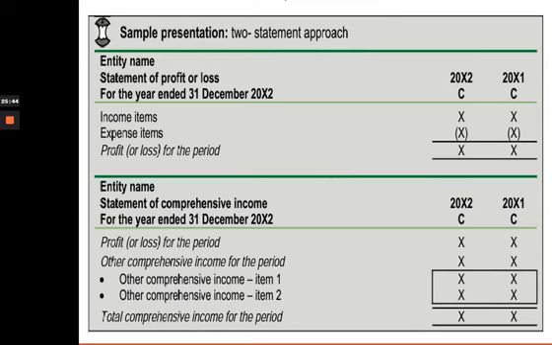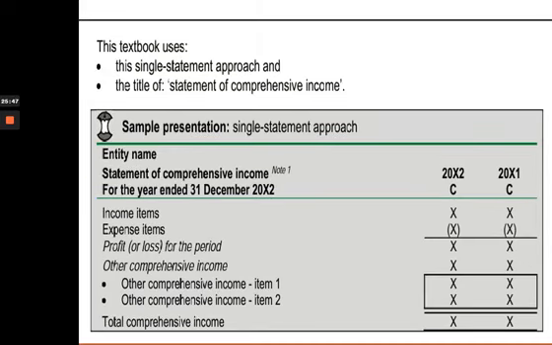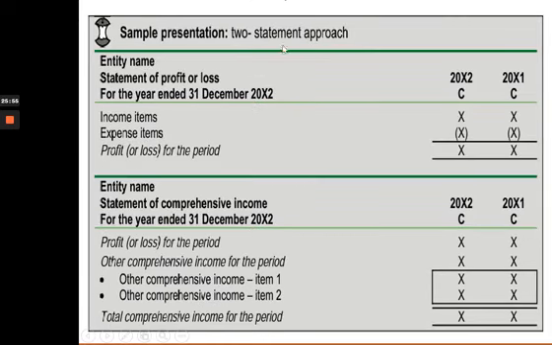If I were a student, I would always use a single statement approach, because as you can see, we have one entity name, one heading, one year end, as opposed to having to repeat that in a test or an assignment. So we'd be saving time by using a single statement approach. So let us look at the two-statement approach.